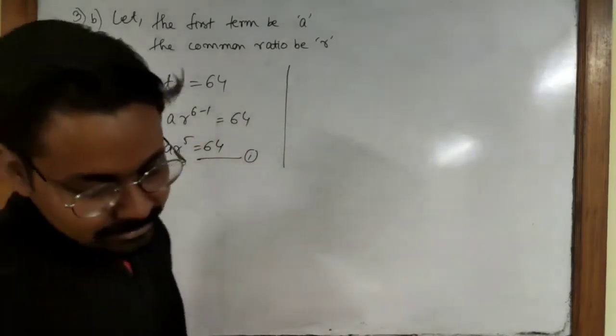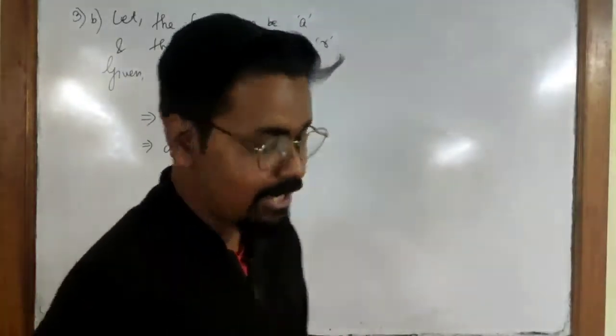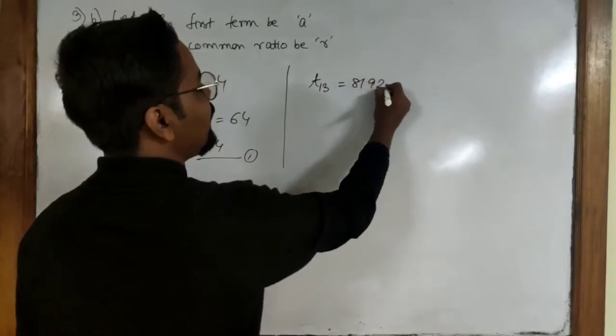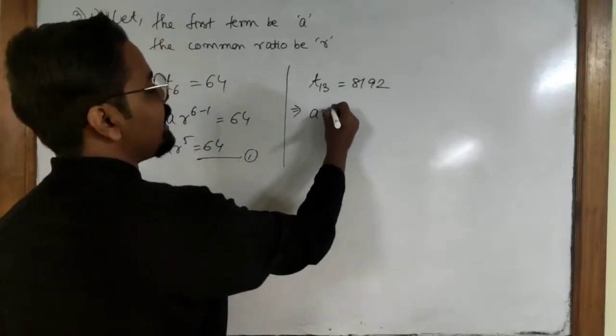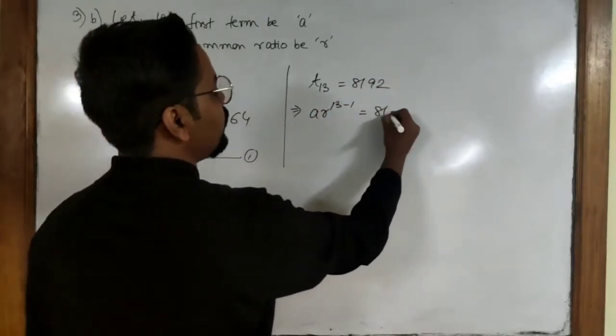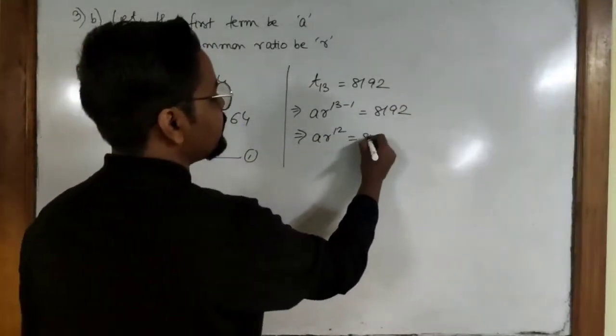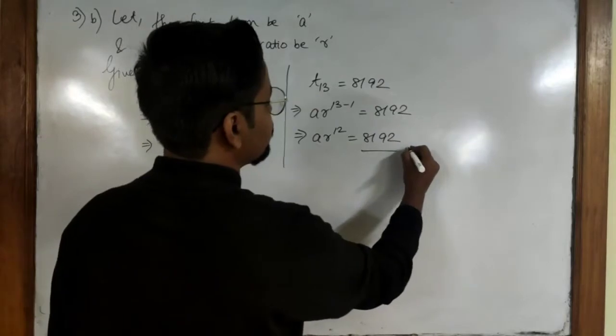The second thing that is given is 13th term is 8192. So it is T13 equal to 8192. So T13 means a r to the power 13 minus 1 equal to 8192. So that means a r to the power 12 is 8192. This is equation number 2.